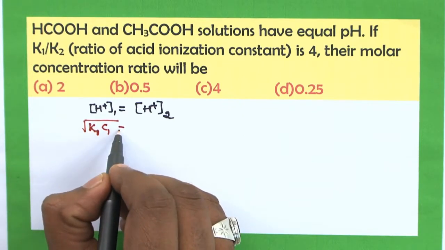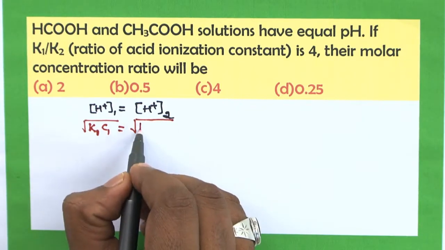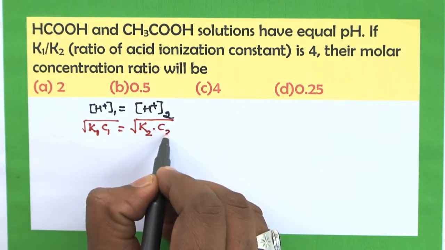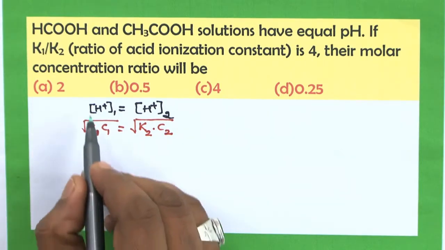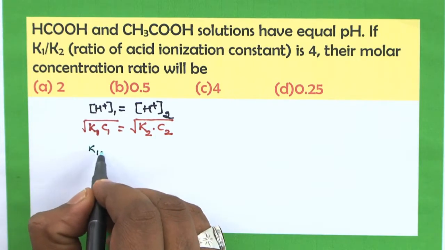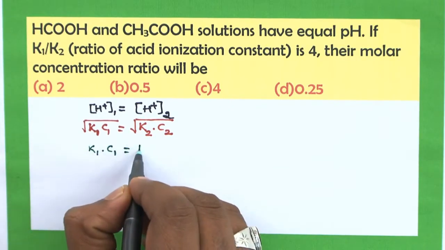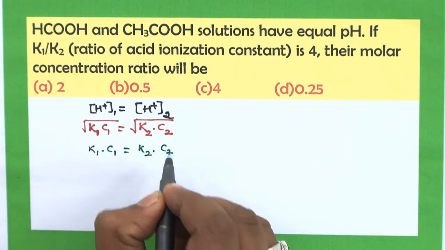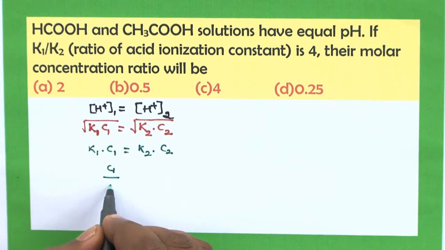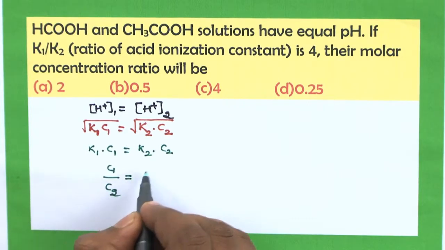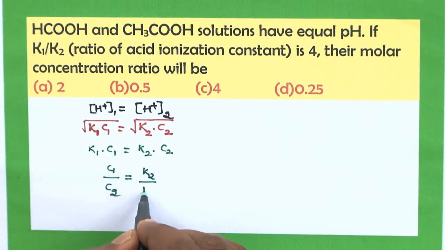Then concentration of H plus ion is given by the formula root of Ka into C, that is root of K1 into C1, which will be equal to root of K2 into C2, where K1 is the ionization constant of acid 1 and K2 is the ionization constant of acid 2, C1 is the concentration of acid 1 and C2 is the concentration of acid 2. Squaring it, you get K1 C1 is equal to K2 C2. We require the molar concentration ratio, that is C1 by C2. C1 by C2 is equal to K2 by K1.